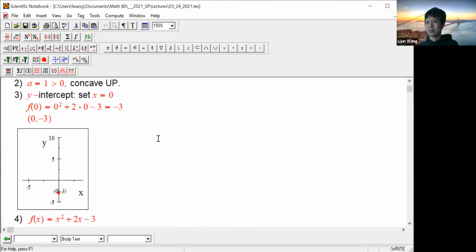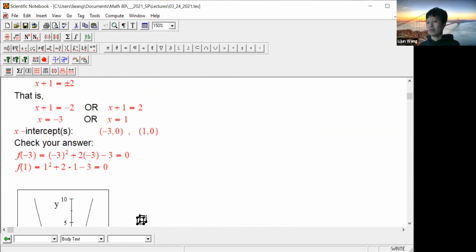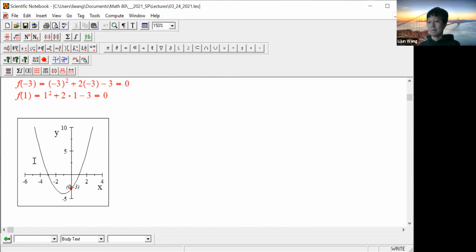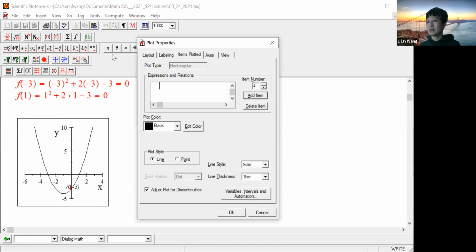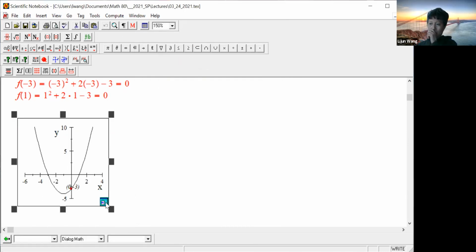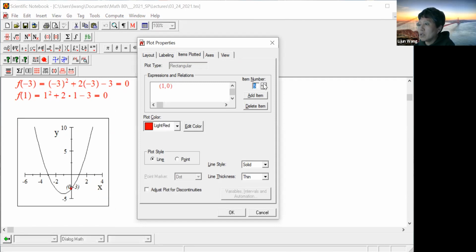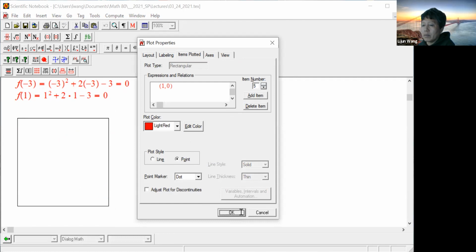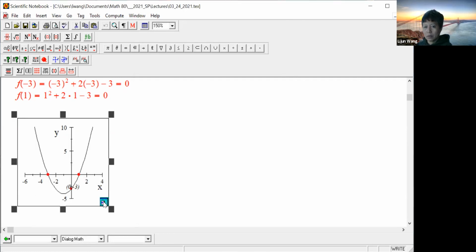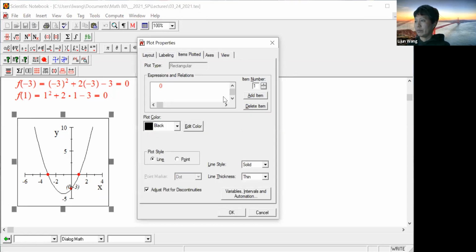So where's our picture? Okay, of course we have the picture right there, right? So now we can mark these 2 points. Okay, we got negative 3, 0. I'm gonna make it a red dot. Another point, 1, 0. Oh, what did I do? It doesn't mark. Okay, point. Could you guys mark these points on the graph in your picture, please?